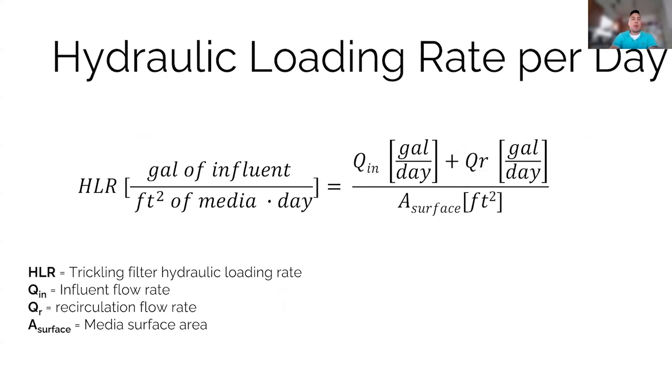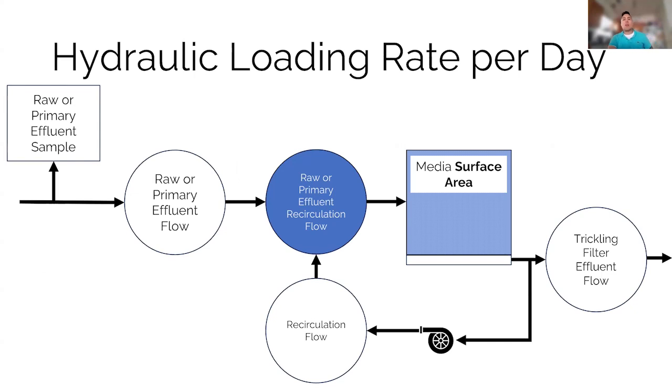This is going to be the amount of water in the influent added to the amount of water in our recirculation over our surface area. You're basically understanding how much water is going to be applied over the surface area of your media. And most plants do have recirculation, so you add that as well. And so this concept is everything in blue right here. So it's all of the hydraulic flow from your influent along with your recirculation flow.